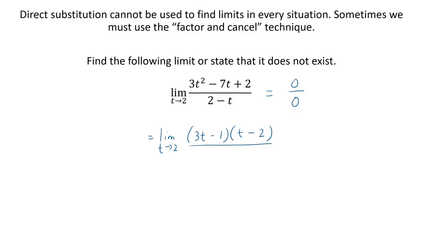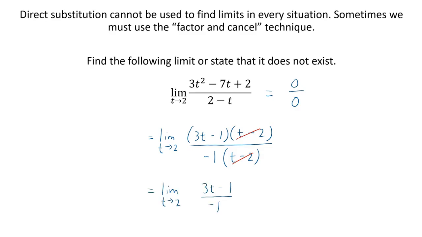In the numerator, 3t squared minus 7t plus 2 factors into two factors. The first factor is 3t minus 1, and the second is t minus 2. And if we factor a negative 1 from the denominator, that gives us negative 1 times the difference, t minus 2. And we see that we have a common factor of t minus 2 in the numerator and the denominator. So we'll cancel those common factors.